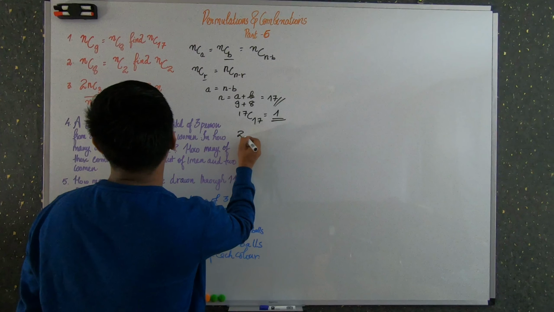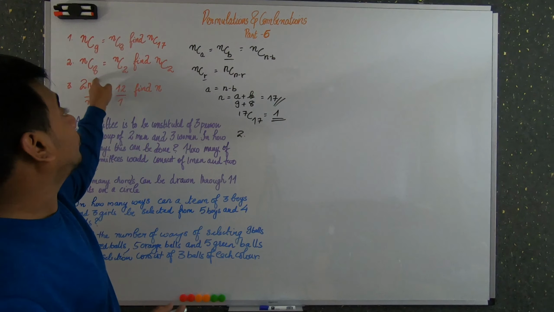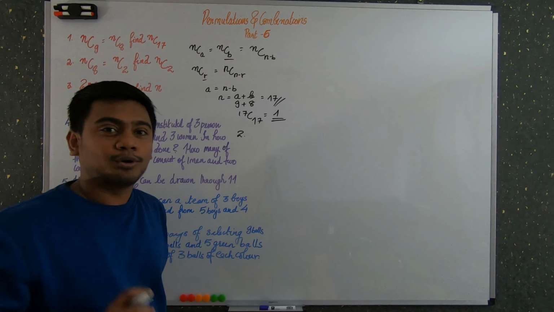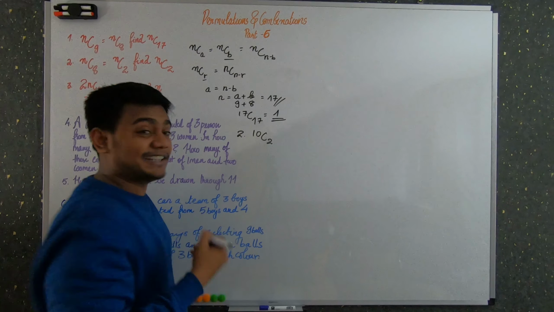So what is the second problem saying? It's also similar. Now I'm not going to do all these steps. You know that nCa is equal to nCb. So what is it? 8 plus 2, right? So we can write it as 10C2. You have to find what 10C2 is.